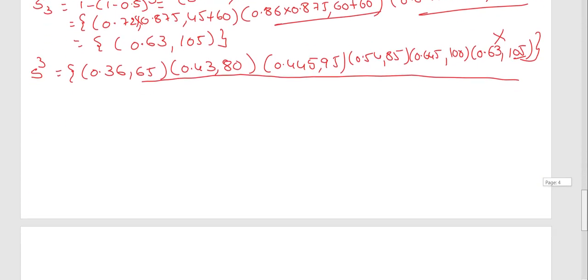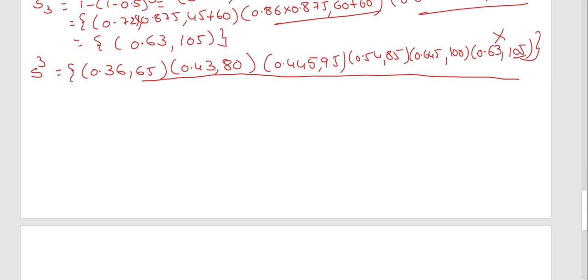Now, consider the pair with the cost nearest to the given cost. The given cost is 105, nearest to the given cost is 100. So this is the pair we are considering, 0.65 comma 100. Now step by step I will move back. In which stage? This is stage 3. At how many copies are we getting this pair?